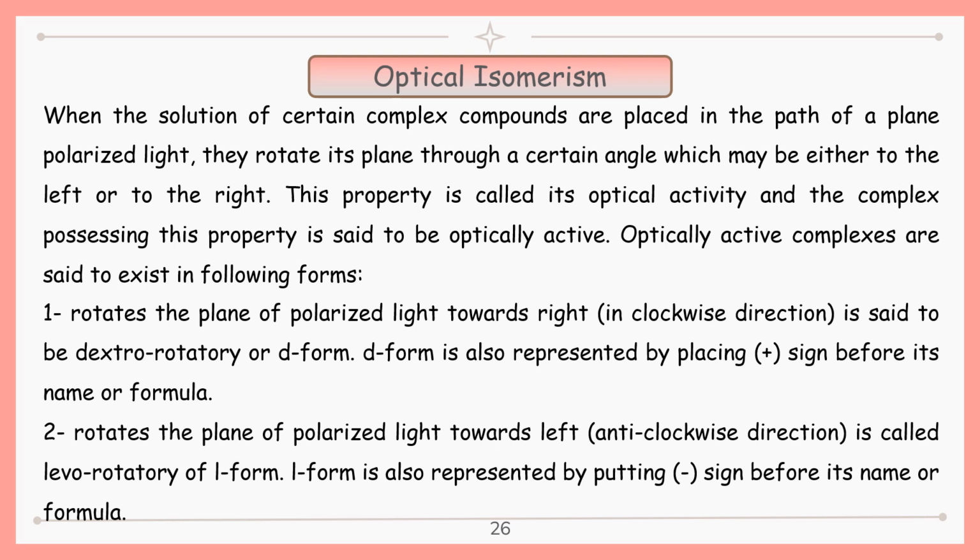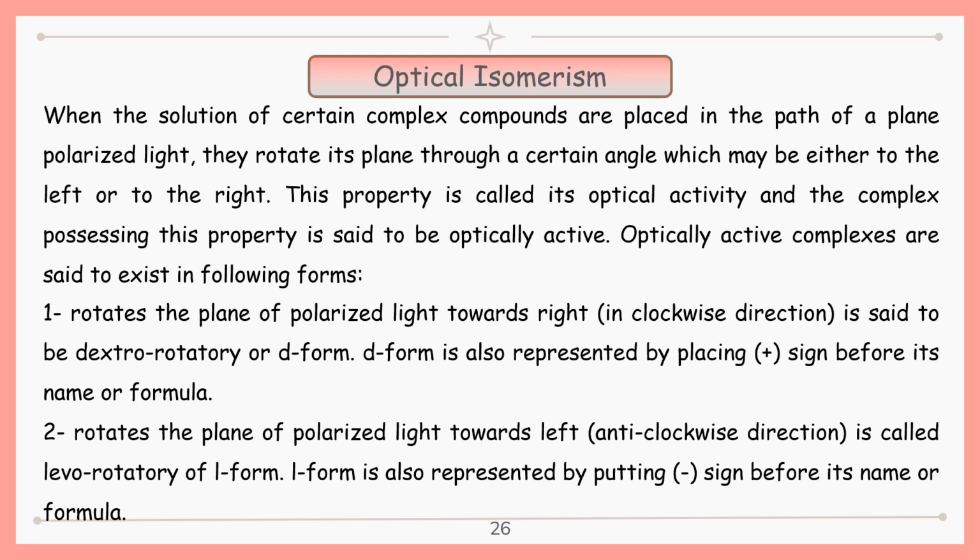Coming to optical isomerism. When a solution of a certain complex compound is placed in the path of plane polarized light, it rotates its plane through a certain angle, which may be either to the right or left. This property of rotating plane polarized light is called optical activity, and the complex possessing this property is said to be optically active. So they are said to exist in the following two forms.